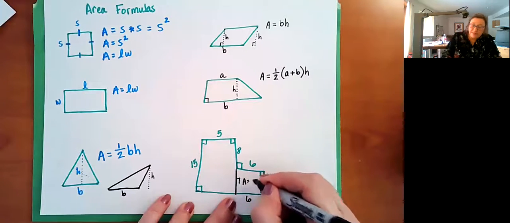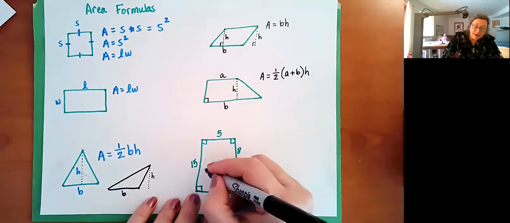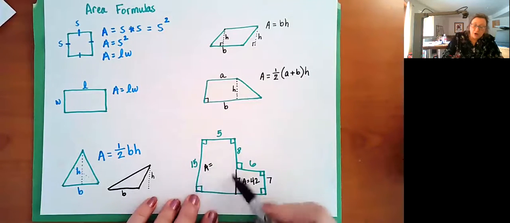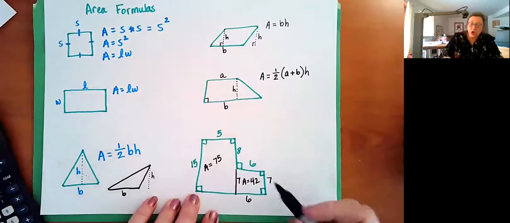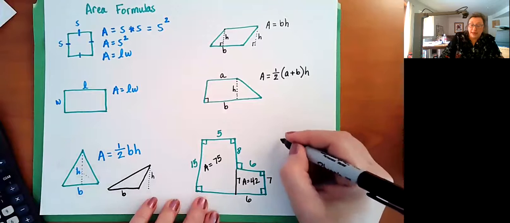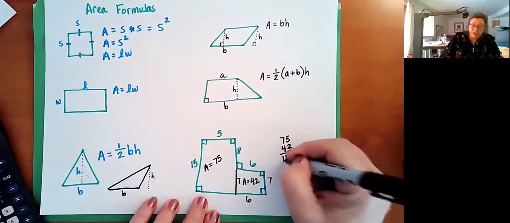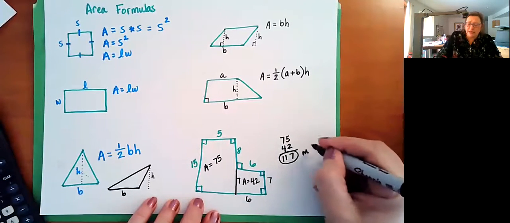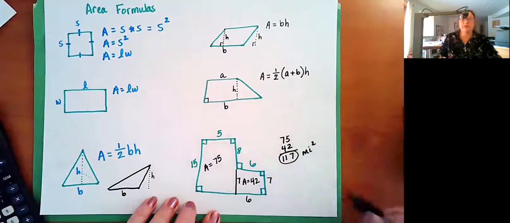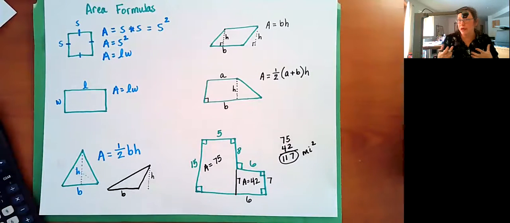So the area of this would be 6 times 7, which is 42. And the area of this rectangle would be 15 times 5, which I'm pretty sure is 75. So the area of the whole thing would be 75 plus 42, which is 117. And remember, this is going to be in feet or centimeters or miles squared, right? Because whenever we're calculating area, we're getting a squared answer.